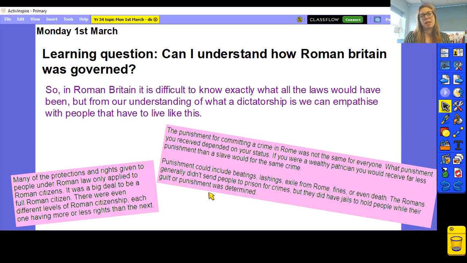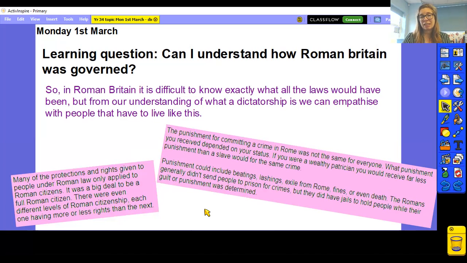So that means if you were someone really important in Roman times, then the rules would have been different for you. You would have got away with things that less important people would not have been able to get away with. And it also says here that the punishment for committing a crime in Rome was not the same for everyone. So the punishment you received depended on your status. Again, it depends on how important and wealthy you were. So if you were someone wealthy, you would receive far less punishment than a slave would for exactly the same crime. And punishments could include things like beatings and lashings, exile from Rome, so that means being sent away and never allowed to return, fines, or even death.